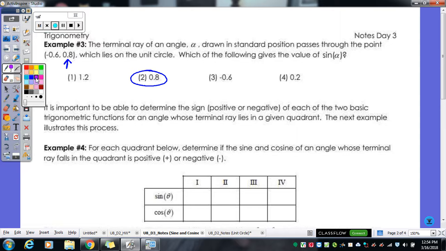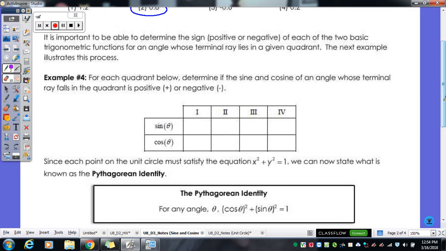So it's important to be able to determine the sign, positive or negative, of each of the two basic trig functions for an angle whose terminal ray is any given quadrant. So the next example is going to illustrate this. So for each quadrant below, determine if sine and cosine of an angle whose terminal ray falls in that quadrant is positive or negative. So the first quadrant, are both our sine and cosine positive? Yes, because both of our parts of our coordinates are positive. So in quadrant 1, both positive.